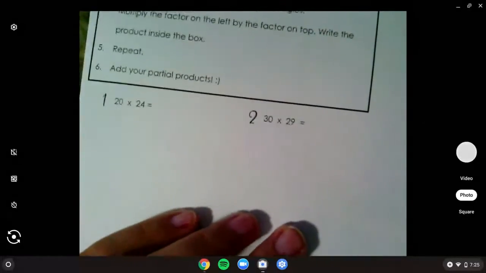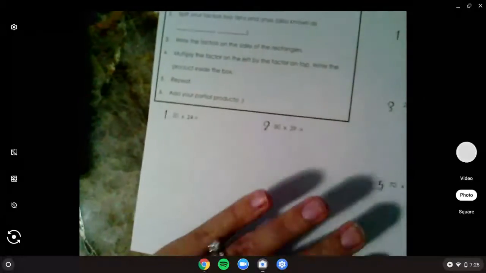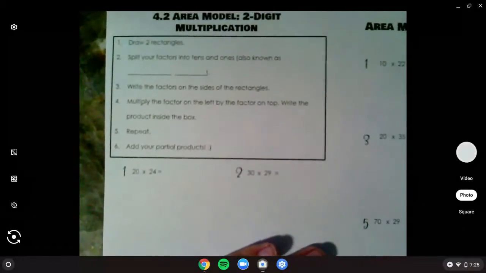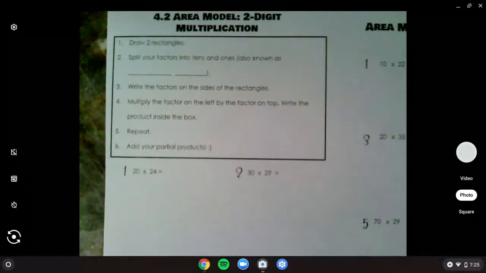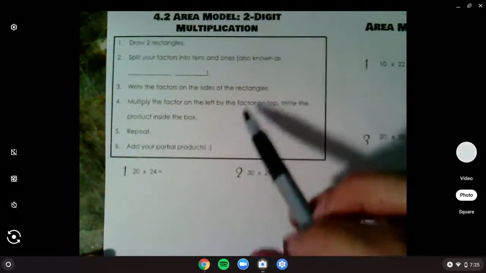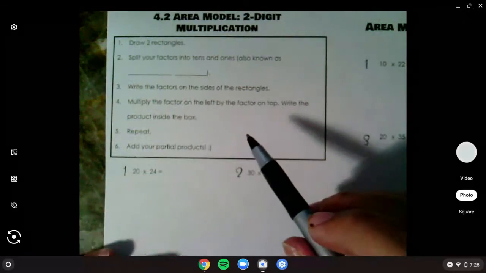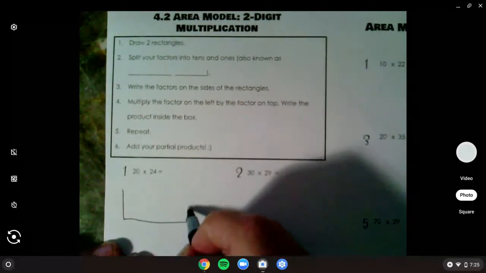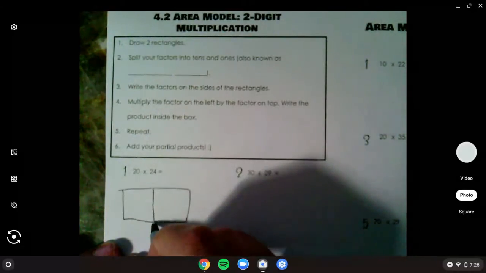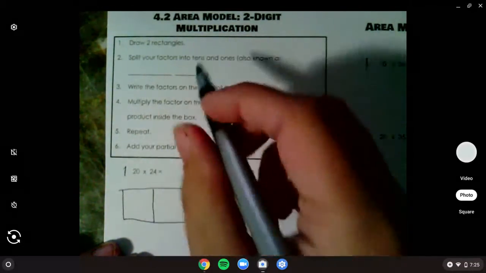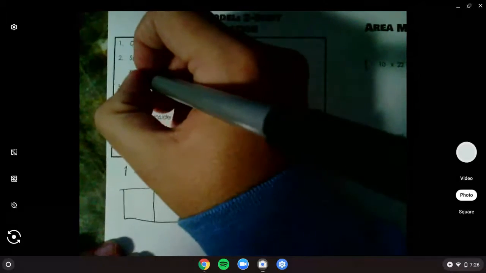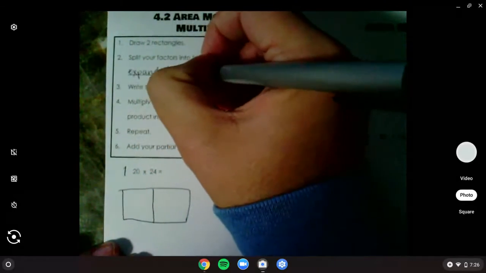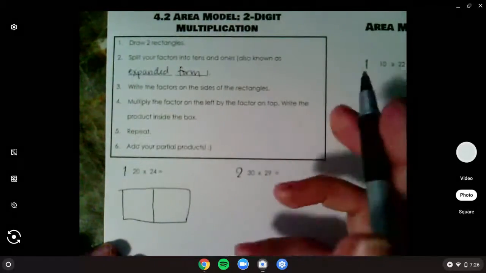All right, so number 1 and 2 we will do together. On the top part, it just goes through exactly what we did yesterday, but instead of splitting into 4 rectangles, we're going to split it just into 2. Okay. And then I want to split my factors into tens and ones, or that expanded form. Okay, we're going to write our factors.